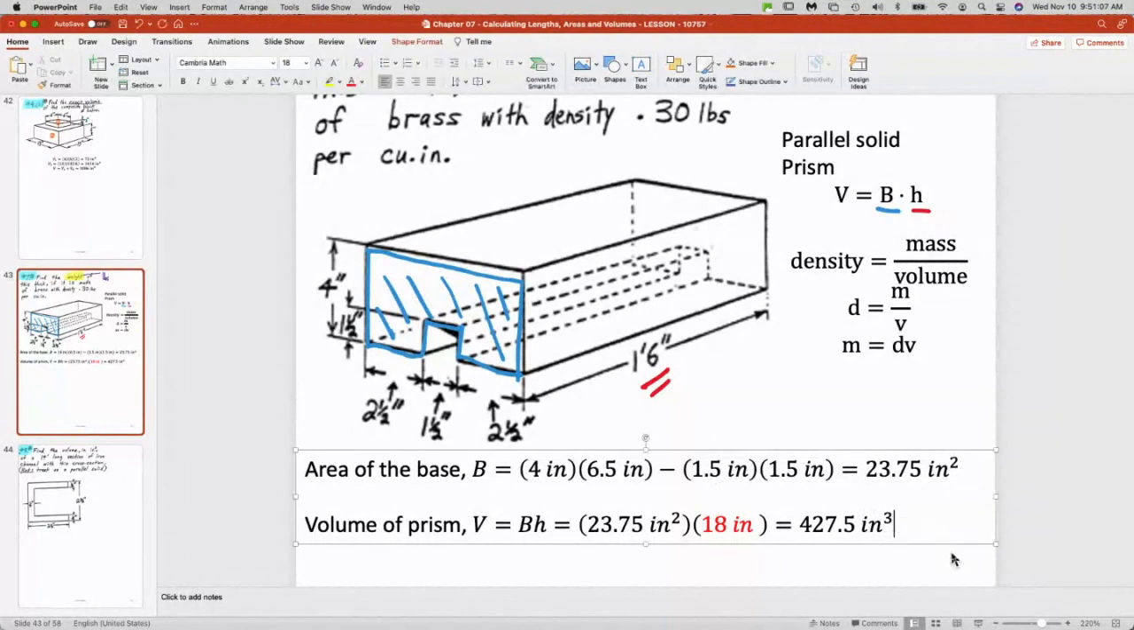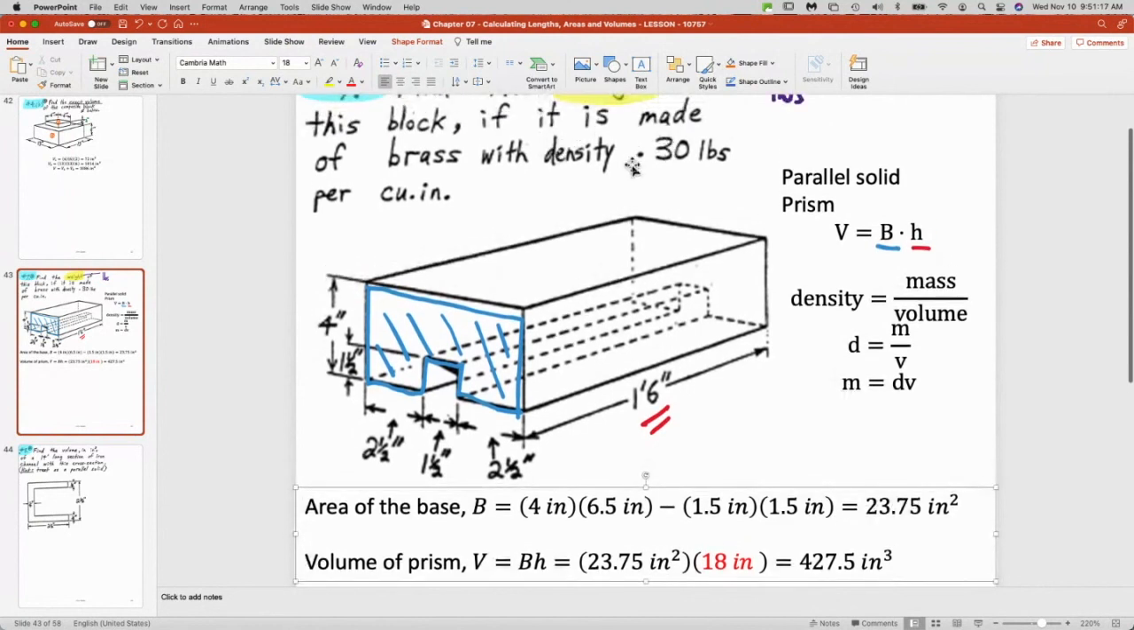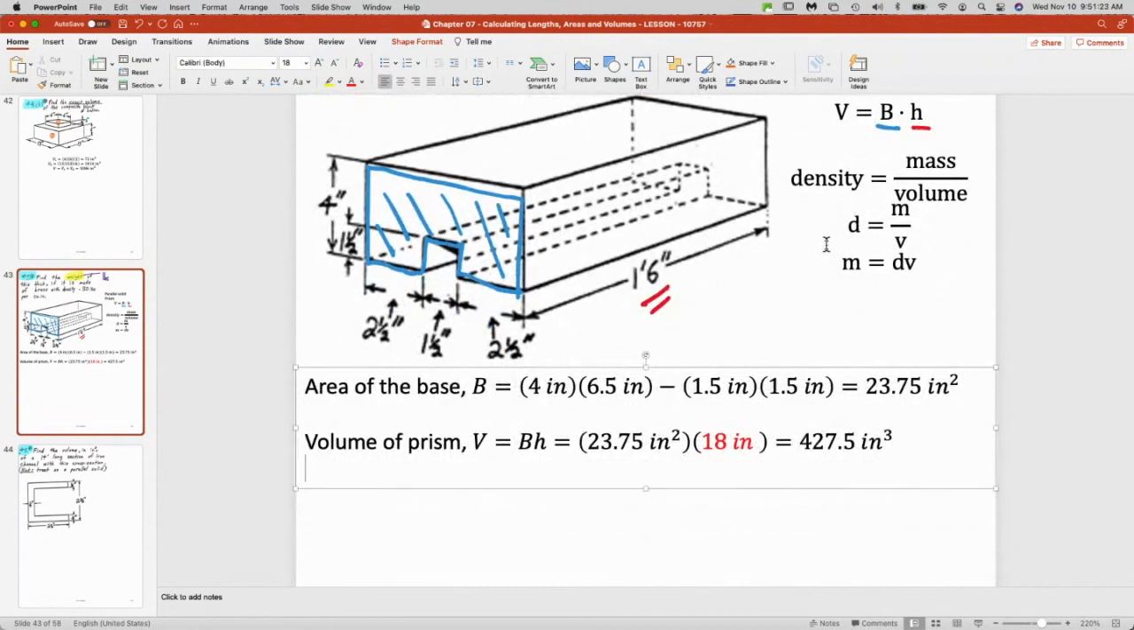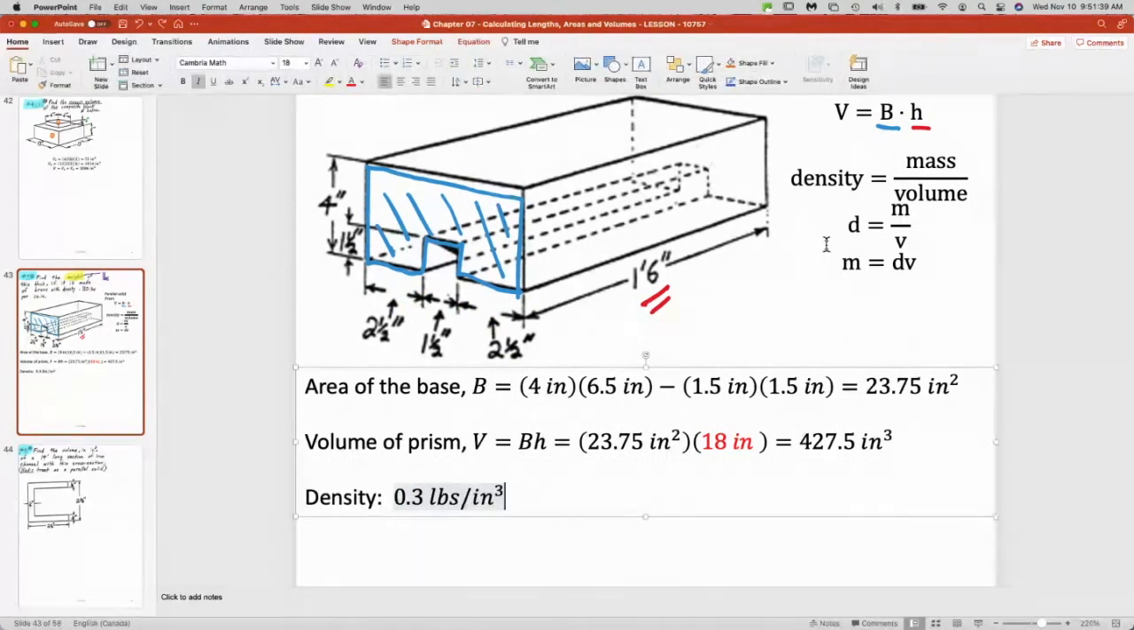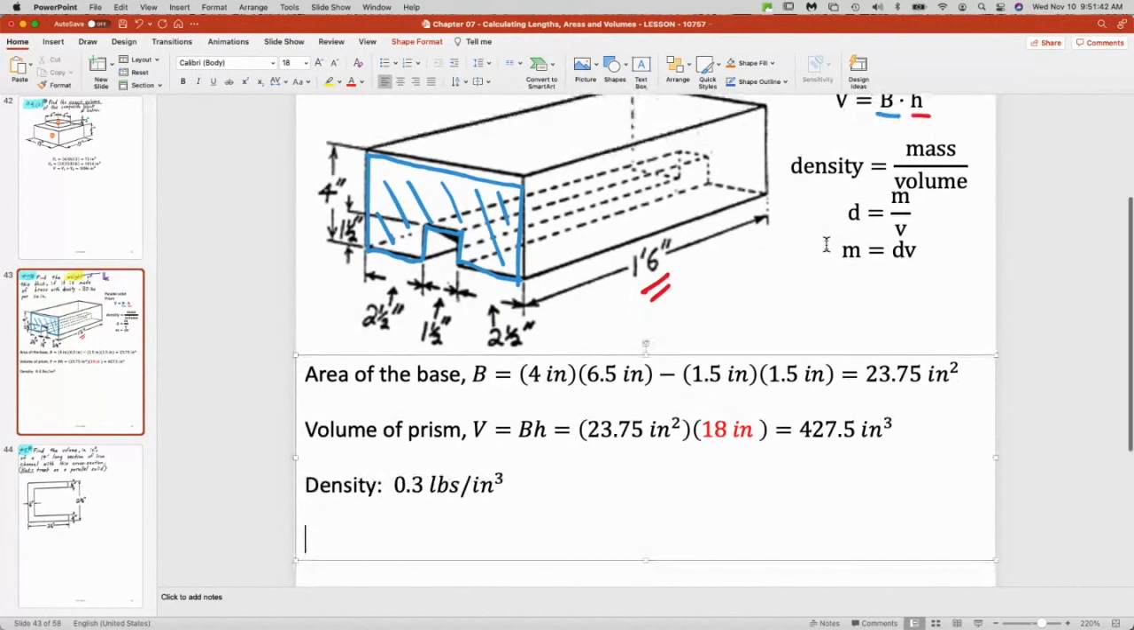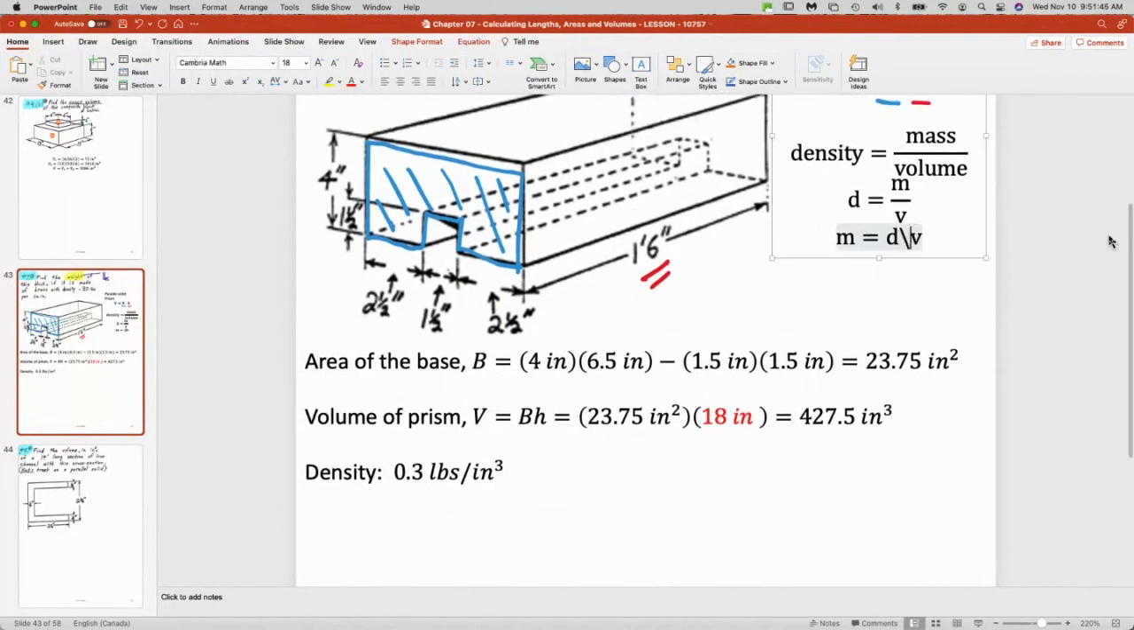So now we have the volume. Now we can proceed to figure out what the mass is. Notice that the density is given to us right here. See, the density is 0.3, that's 0.3 pounds per cubic inch. So let's do that now. I'll just write some stuff here. The density is 0.3 pounds per cubic inch. So we can get the mass by taking the density and multiplying by the volume.